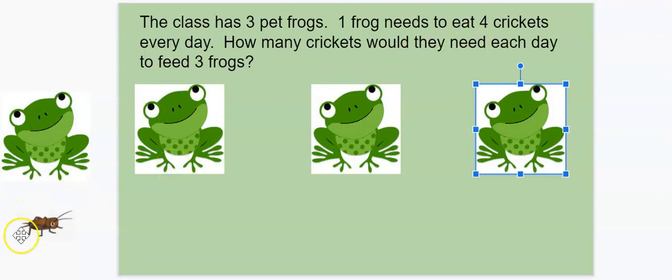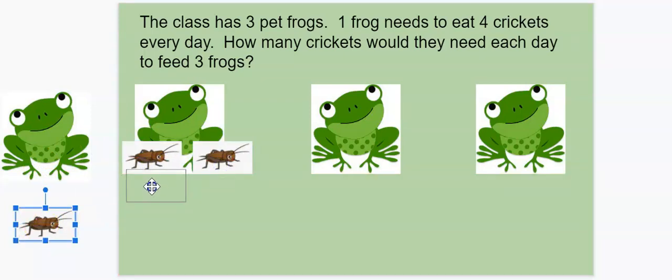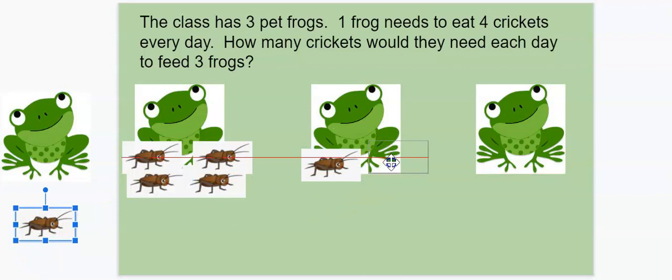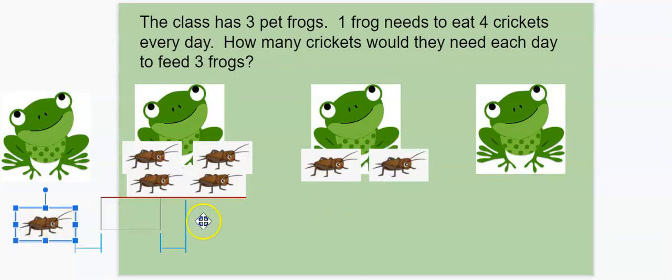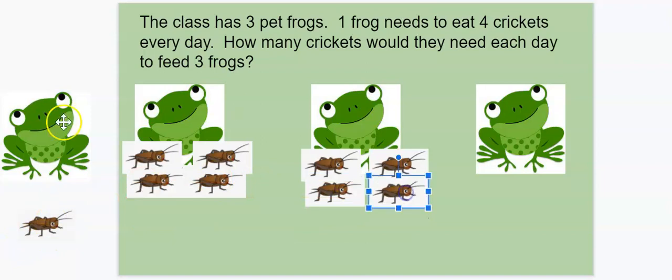That's right, 4 crickets. Are you ready? 1, 2, 3, 4. Okay, so our first frog has 4 crickets. And our next frog is going to eat how many? That's right, 4 crickets. 1, 2, 3, 4 crickets. And here is our third frog.